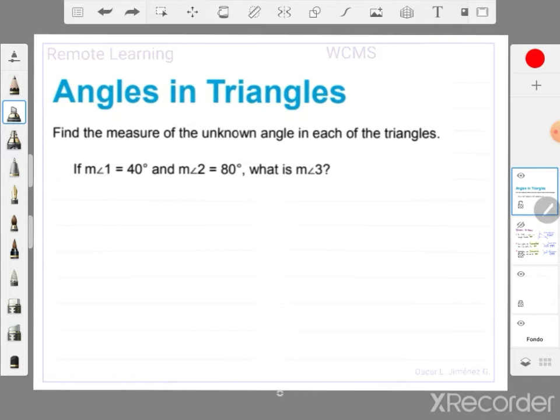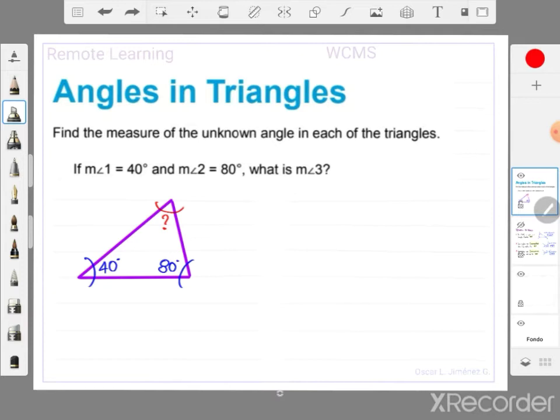So we know that the measure of the angle 1 equals 40 degrees and the measure of the angle 2 equals 80 degrees. Now the question is, what is the measure of the angle 3? Okay, now let me show you the triangle for this exercise. It's something like this. So the measure of the angle 1 is 40 degrees, and the angle number 2 is 80 degrees. And the question is, what is the angle number 3? So we don't know the measure of the angle number 3.